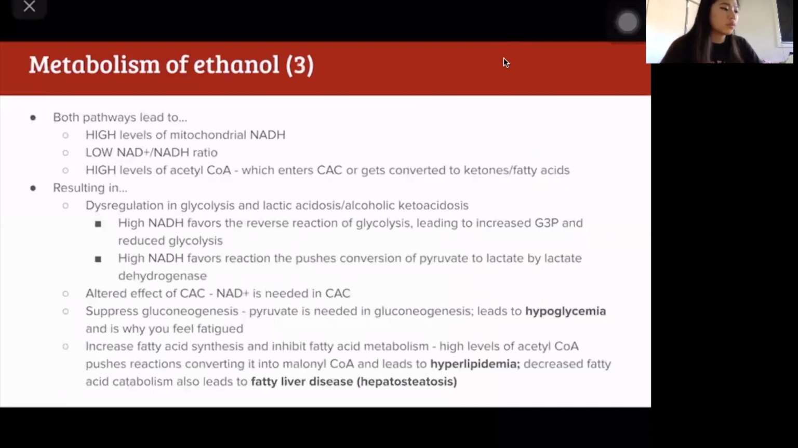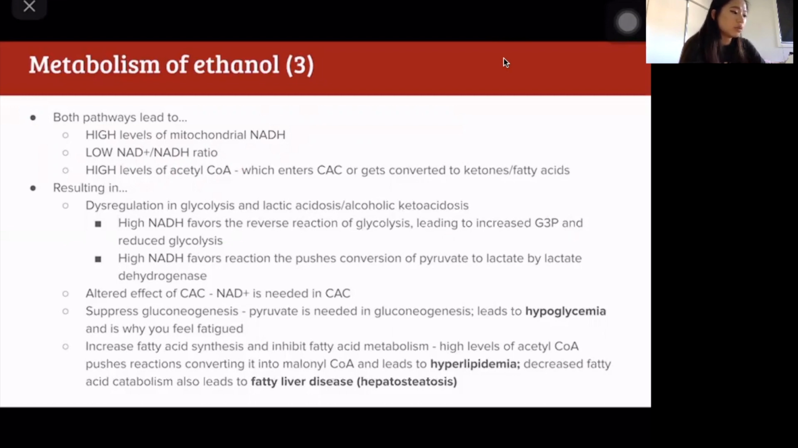Okay, so we'll note that both of these pathways lead to the same thing. So it leads to high levels of mitochondrial NADH. So like I said, two of those enzymes use NAD+ to make NADH. This results in a low NAD+ to NADH ratio and high levels of acetyl-CoA, because all the acetate then becomes acetyl-CoA.